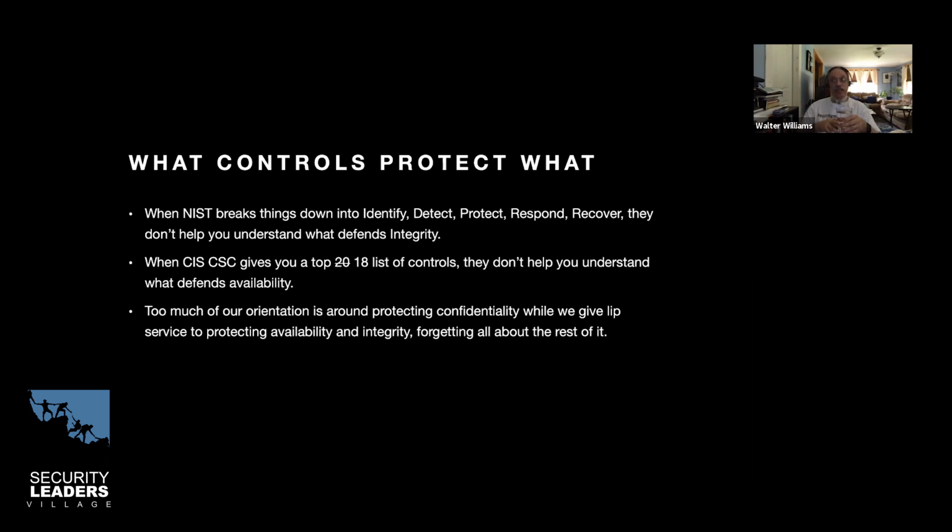When the CIS-CSC gives you 18 controls, they don't really help you understand how you keep things up and running. There's nothing in their control catalog about availability. Yes, they'll say, okay, we have a section on how we recover from a disaster, barely, but not how you keep things up and running as load increases. So too much of our orientation in our standards, PCI DSS, I'm looking right at you, are all about protecting confidentiality. And we give kind of lip service to protecting availability and integrity. And we tend to, in our professional lives, forget about the rest of it to our detriment.